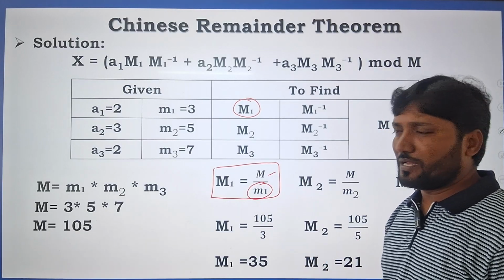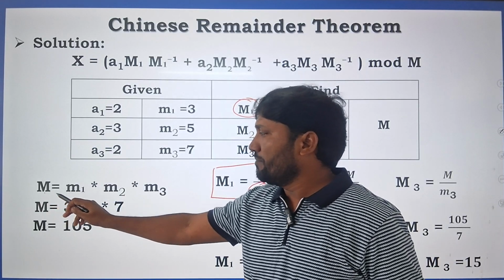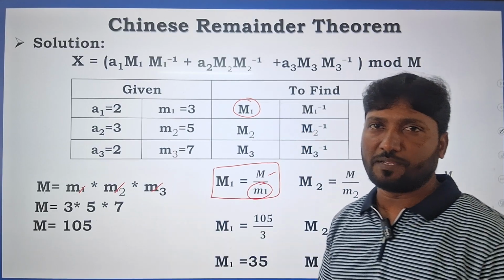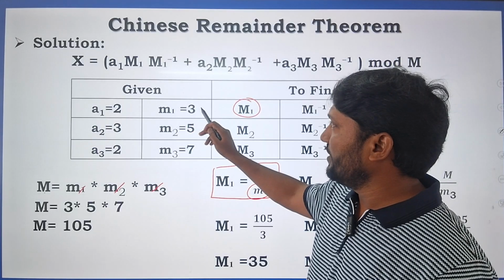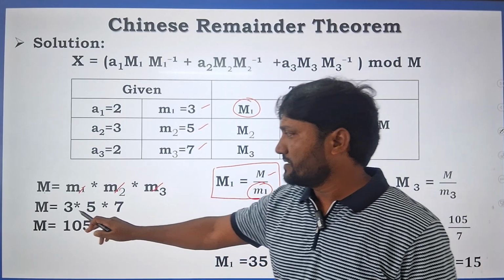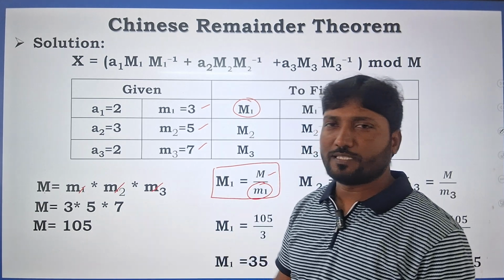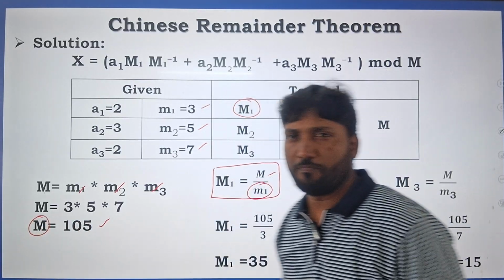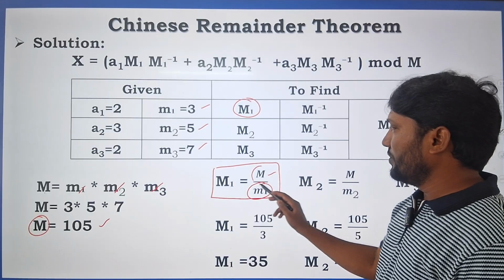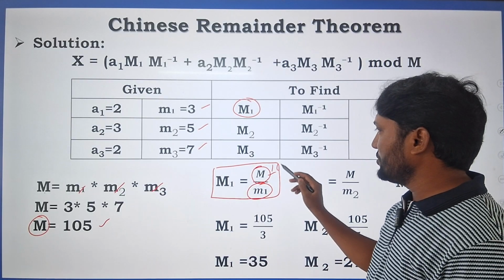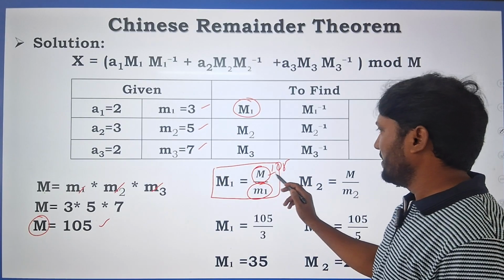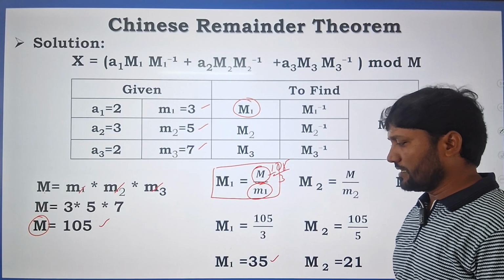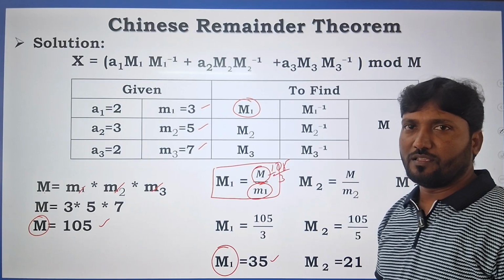To calculate the capital M, there is a formula: capital M equals small m1 into small m2 into small m3. As you know, small m1, m2 and m3 are 3, 5 and 7, so 3 multiplied by 5 multiplied by 7. What is the value? 105. That is the capital M. Now we know the capital M is 105 and small m1 is 3. 105 divided by 3, what is the value? 35. That gives us the capital M1 value.